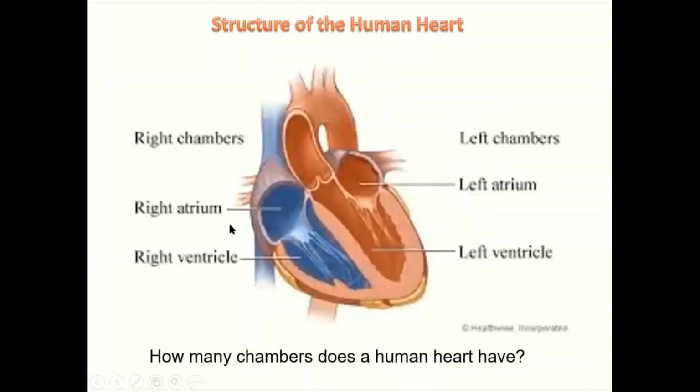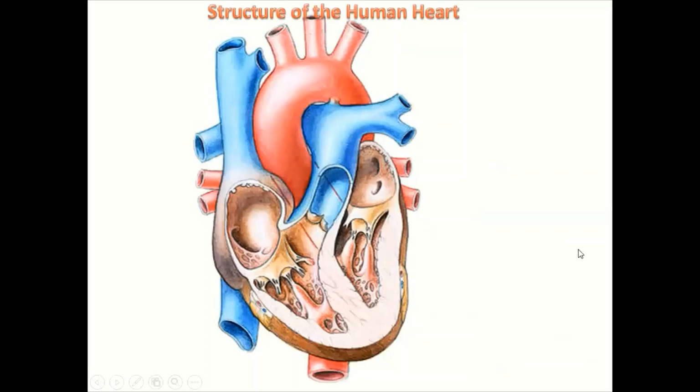So these are the four chambers of the human heart: right atrium, right ventricle, left atrium, and left ventricle. Now, ventricles are thicker than atria, meaning the walls. The walls of the ventricle are thicker than the atria. Look at the walls of the atrium, or atria, and the walls of the ventricle.